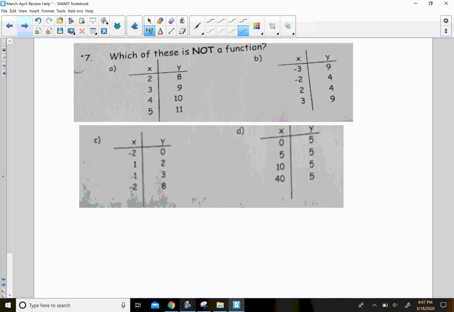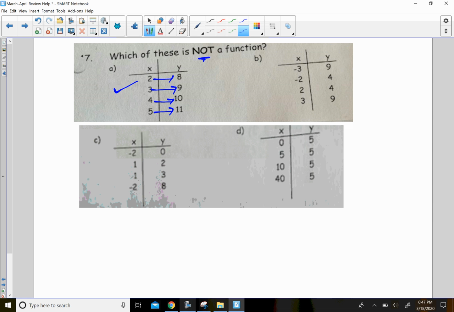17, I know it starts on that page, but then choice C and D bump over to the next page. So now that we know based on that one, we're going to do the same thing here. Every time I put in a number, there's only one answer. So basically, I'm looking at X for the input, Y is my output. If I input a 2, I get an 8. Nowhere else is there a 2 happening. Anytime I put in a 3, I get a 9. 4, I get a 10. 5, I get an 11. That is a function, but we're looking for the one that's not.